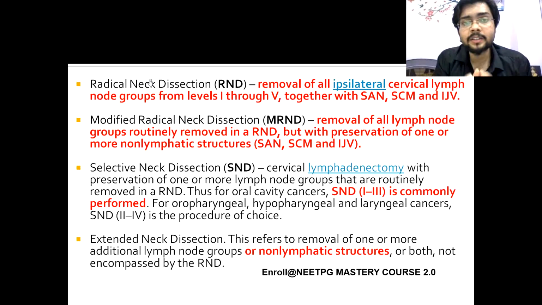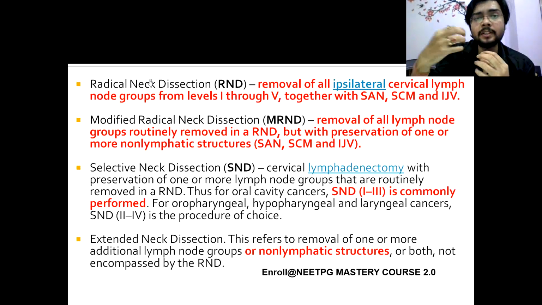In radical neck dissection, radical itself says that it is the most radical thing. We are removing most of the things in this neck dissection. What do we do? We remove all the cervical lymph node groups from level 1 to 5. Along with 1 to 5, what other things do we remove? We remove the spinal accessory nerve. We remove the IJV, internal jugular vein. We remove the sternocleidomastoid muscle. So all these three vital structures we are removing in radical neck dissection.